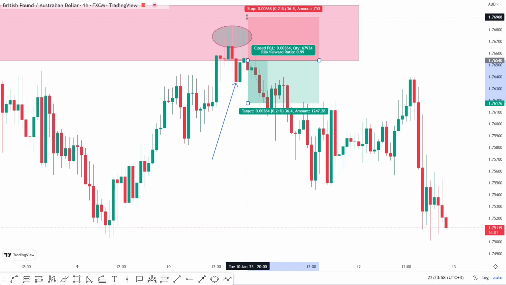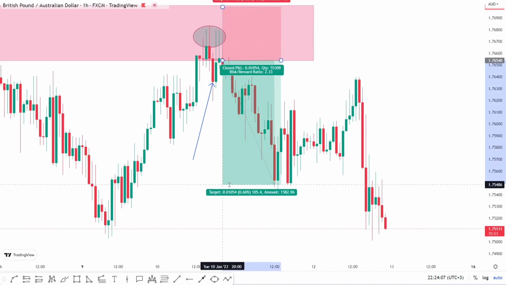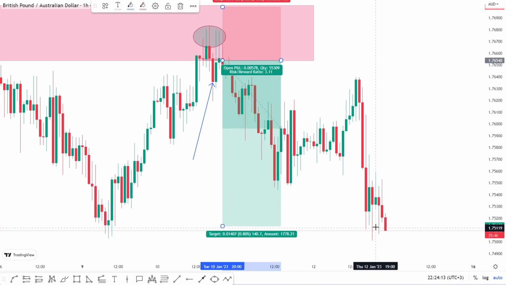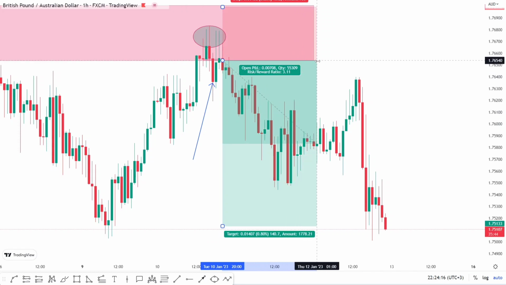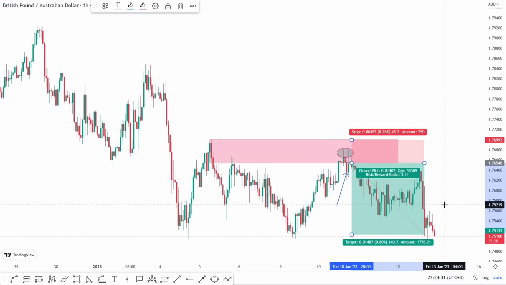Then on GBPAUD, I use roughly a stop loss of 45 pips. Then my TP was 140 pips. In fact, I was targeting more. I was targeting close to 200 pips. As you can see, it's still dropping, but because of the CPI and the news and the volatility, I just decided to close at 140 pips because it was still a significant amount of pips. So long story short, that is how I found my trade.